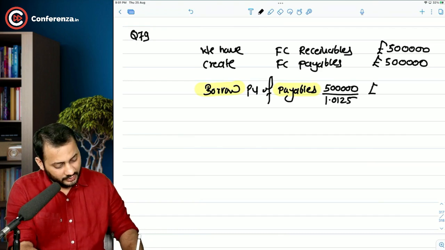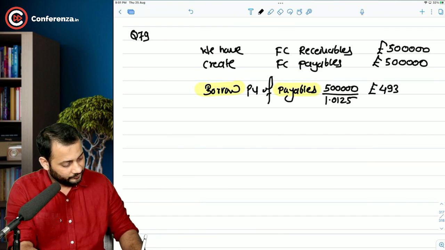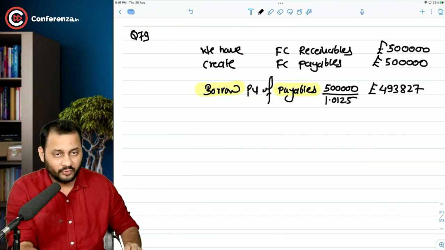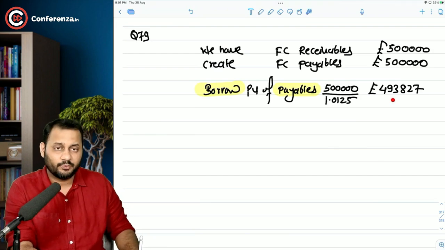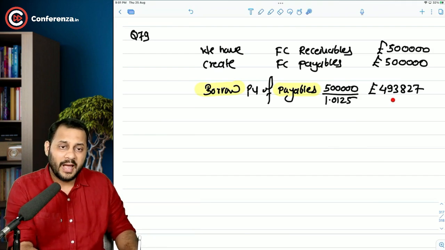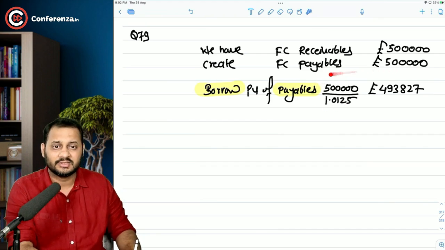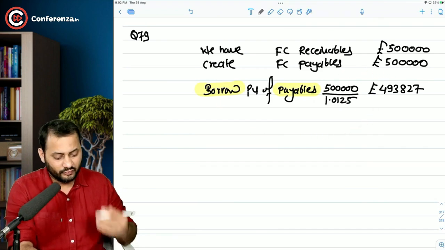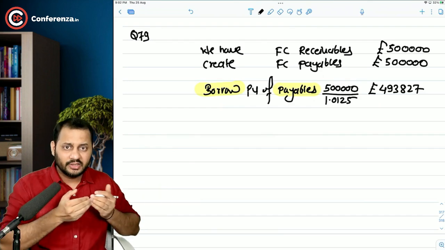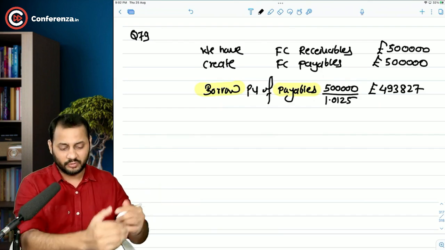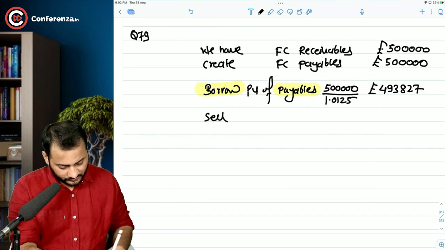So if we borrow 493,827 pound today, this is the spot borrowing. That means the bank that is giving us the loan in pound will ask for this interest in 3 months, which will make the total payment 5 lakh. And this is how the payables will be created. Now we have borrowed the pound, bring it to India. What will you do after borrowing the pound? You have to sell it in the spot market. Sell pound in spot.